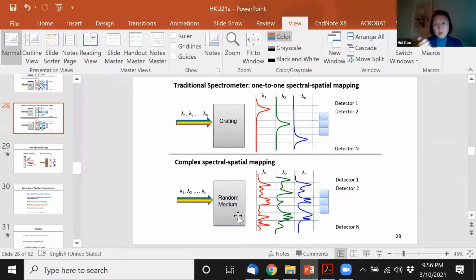So you can make a spectral polarimeter. You can simultaneously measure the spectrum and the polarization. Many people are using this for hyperspectral imaging. You can measure simultaneously the spatial location and also the spectrum, because at different spatial locations, the same wavelengths can give you different speckle patterns. Thanks.